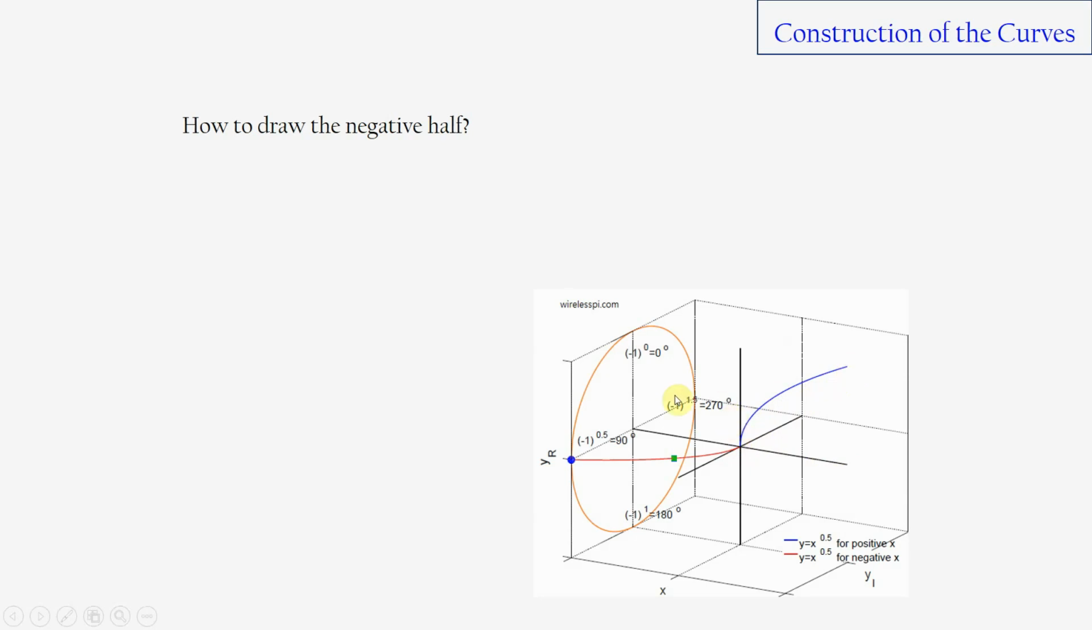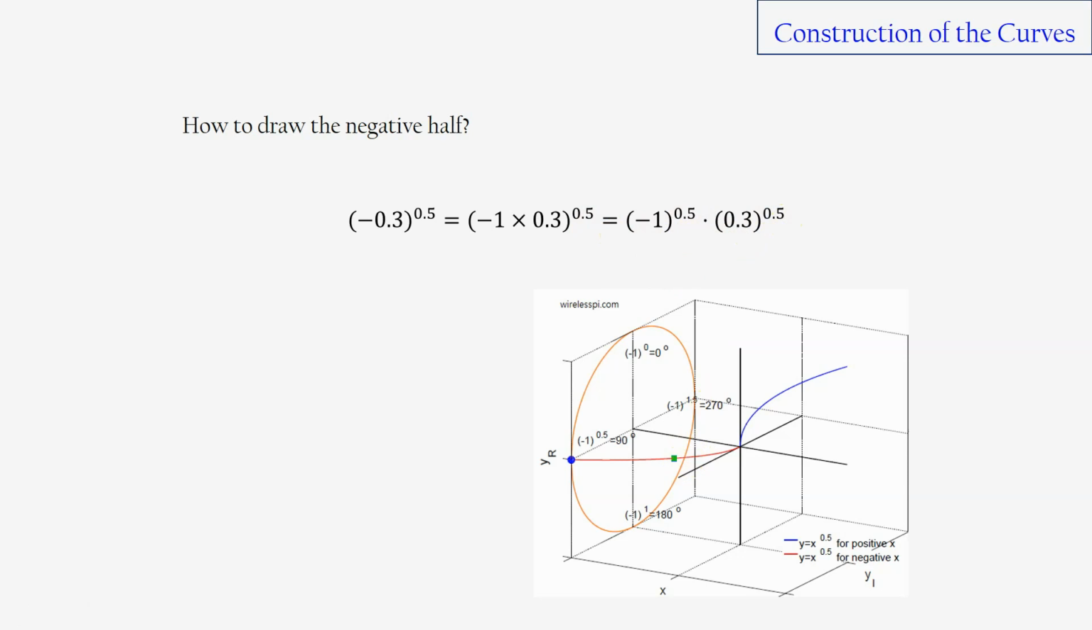To draw the negative half, let us assume that x equals -0.3. Then we have (-0.3) raised to power 0.5 equals (-1 times 0.3) raised to power 0.5, which is equal to (-1) raised to power 0.5 times 0.3 raised to power 0.5. Now we know that 0.3 raised to power 0.5 is a number equal to 0.548, while (-1) raised to power 0.5 is simply a rotation of 90 degrees.